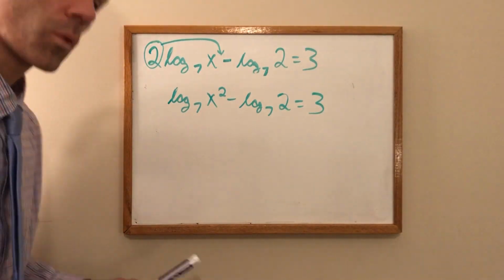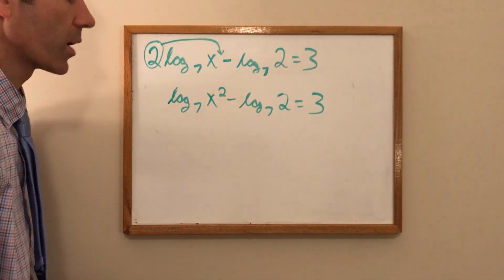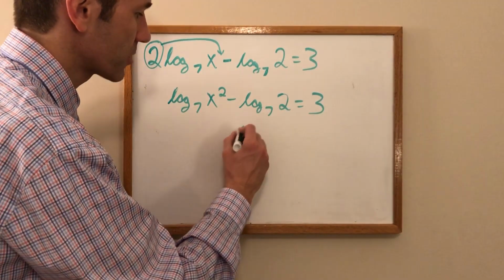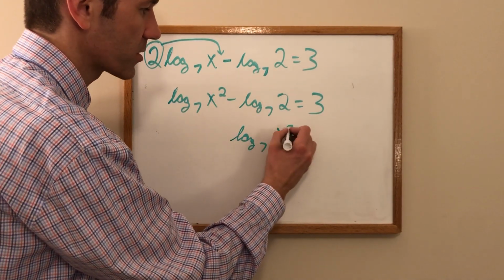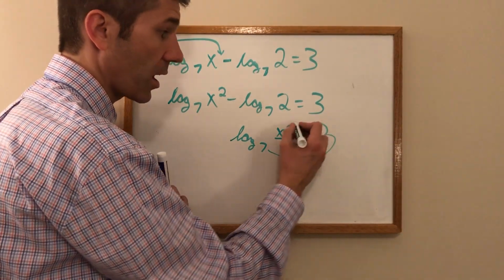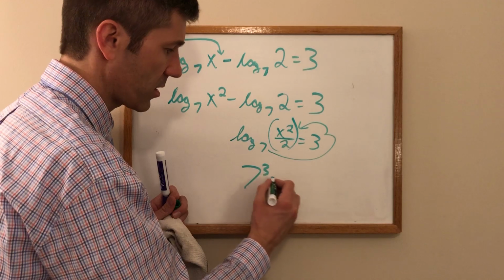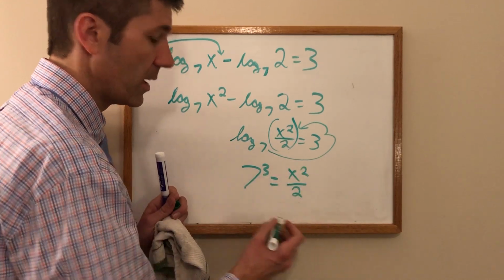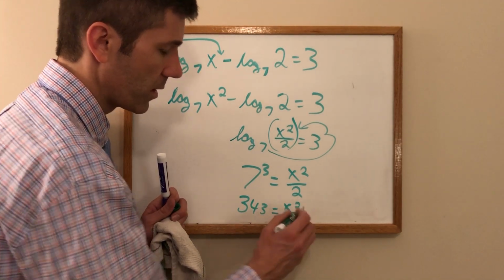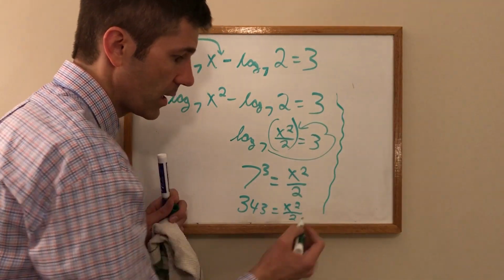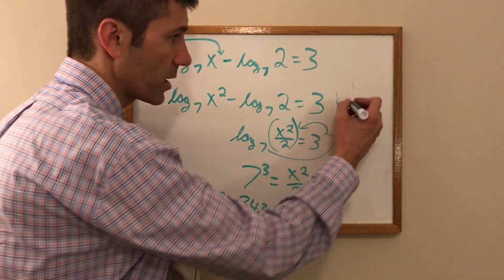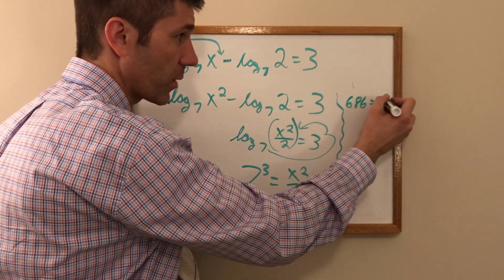Well, we're back to where we started: log minus log, divide. So log base 7 of x squared over 2 equals 3. Cool. 7 to the third equals x squared over 2. 7 to the third is 343, and that's equal to x squared over 2. I'm running out of room. I'll multiply both sides by 2. Times 2 here wipes that out, and multiplying by 2 here, 686 equals x squared.